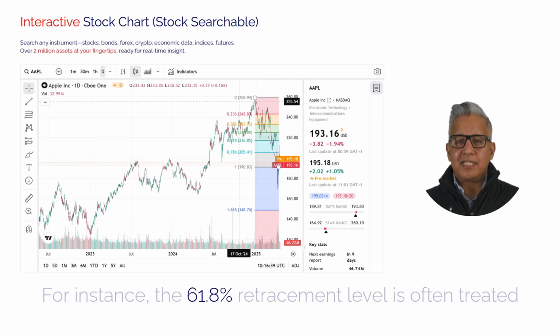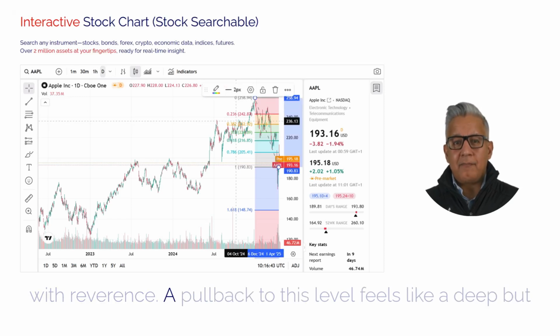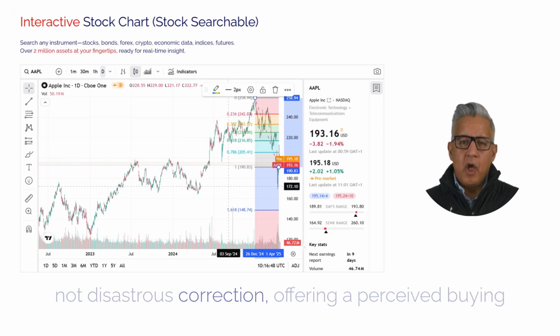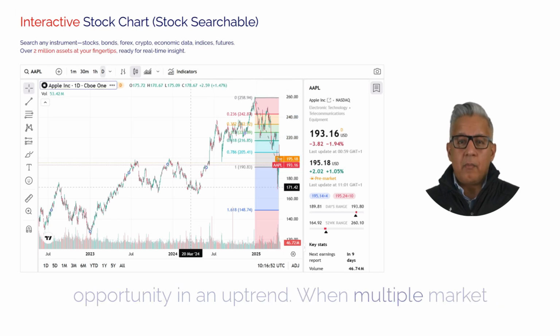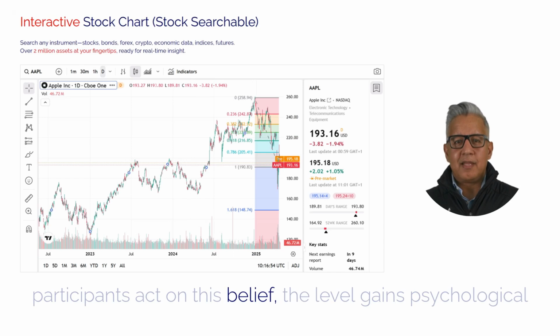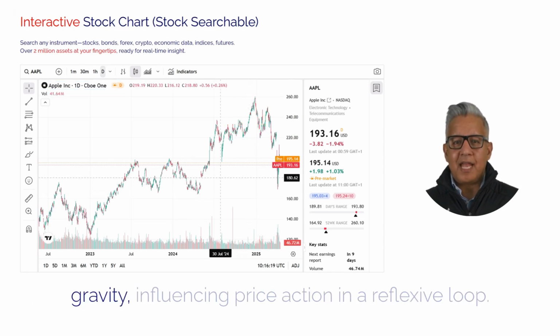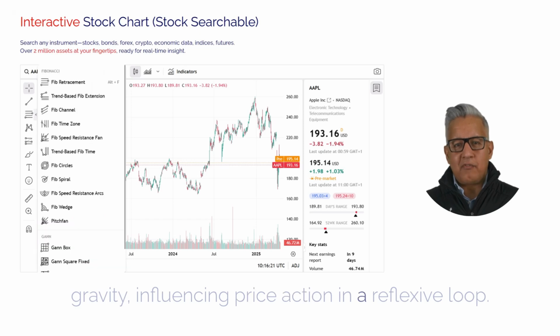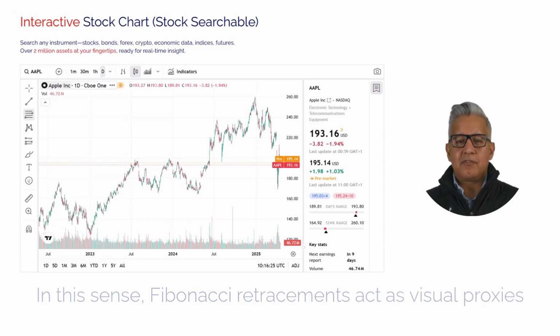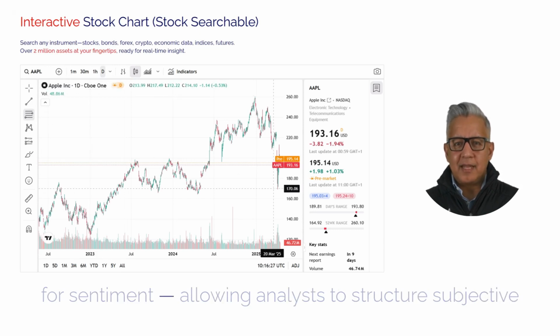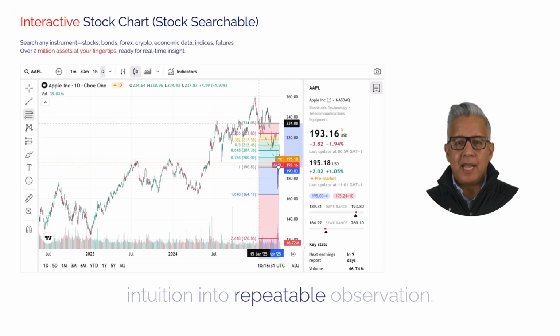For instance, the 61.8% retracement level is often treated with reverence. A pullback to this level feels like a deep but not disastrous correction, offering a perceived buying opportunity in an uptrend. When multiple market participants act on this belief, the level gains psychological gravity, influencing price action in a reflexive loop. In this sense, Fibonacci retracements act as visual proxies for sentiment, allowing analysts to structure subjective intuition into repeatable observation.